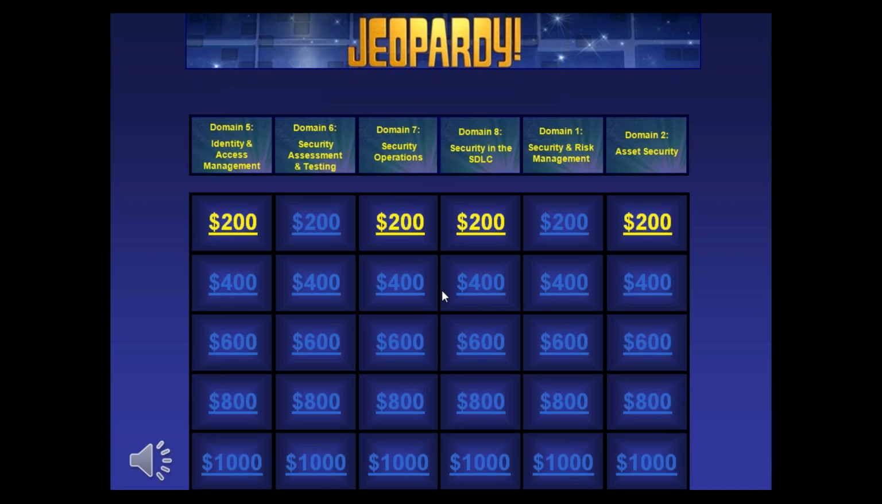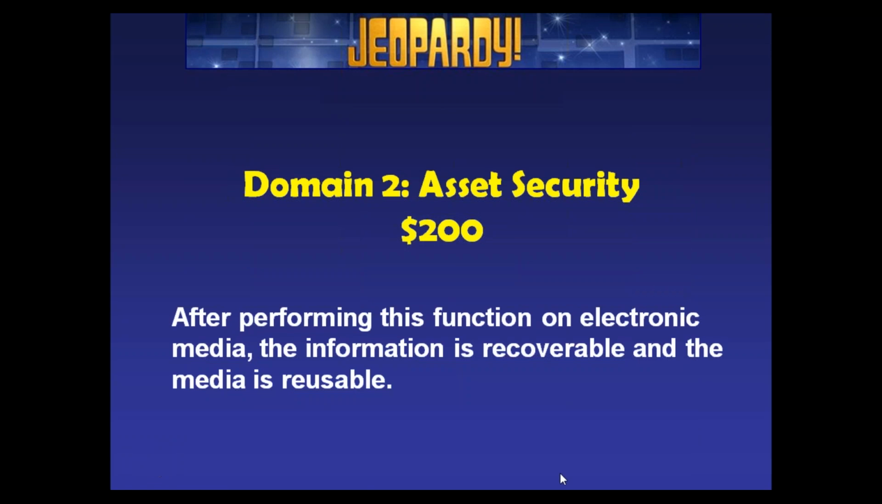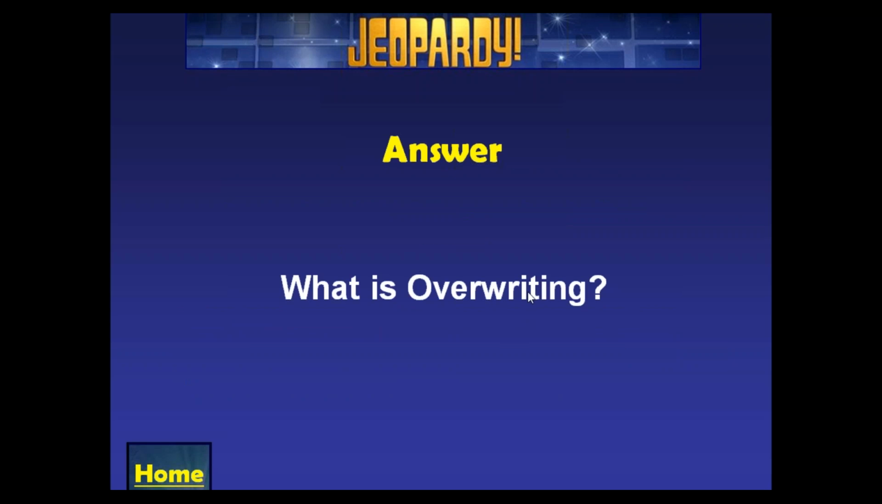All right, Roger. Okay, domain 2, 200, asset security. So close out this category. All right, any responses yet? I have something that is kind of close. After performing this function on electronic media, the information is recoverable and the media is reusable. Yeah, correct response is from Becky. Overwriting or clearing is correct here.